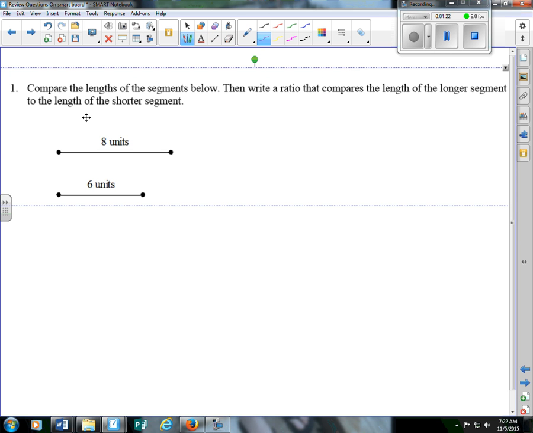Compare the lengths of the segments below. Then write a ratio that compares the length of the longer segment to the length of the shorter segment. Okay, the way this one works out is compare the lengths. We would say 8 units is greater than 6 units. And then it says write a ratio that compares the length of the longer segment to the length of the shorter. It would be 8 to 6. And then I would probably reduce it down to 4/3.